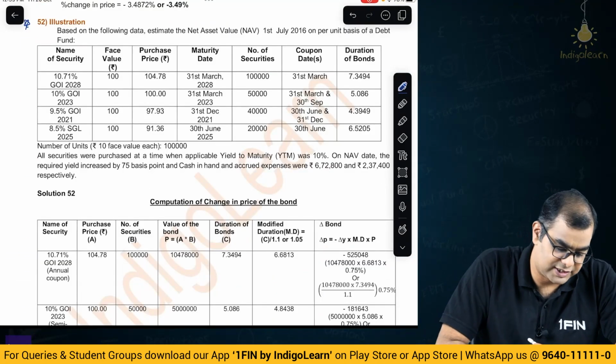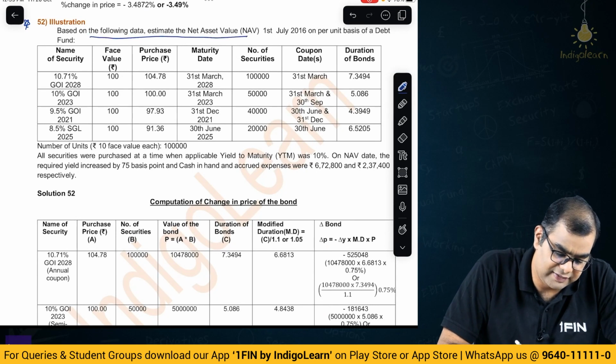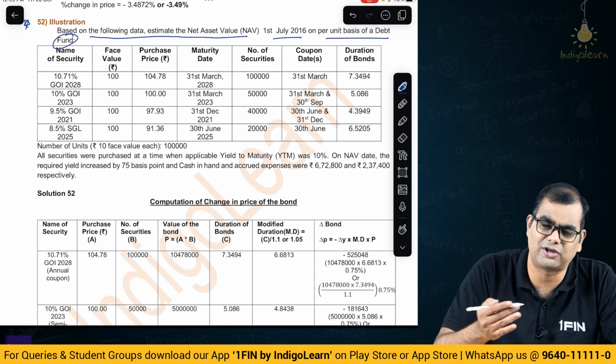So friends, let us look at this next question. Based on the following data, estimate the NAV on 1st July on a per unit basis of a debt fund. Okay, forget the mutual fund concept. We will learn that.